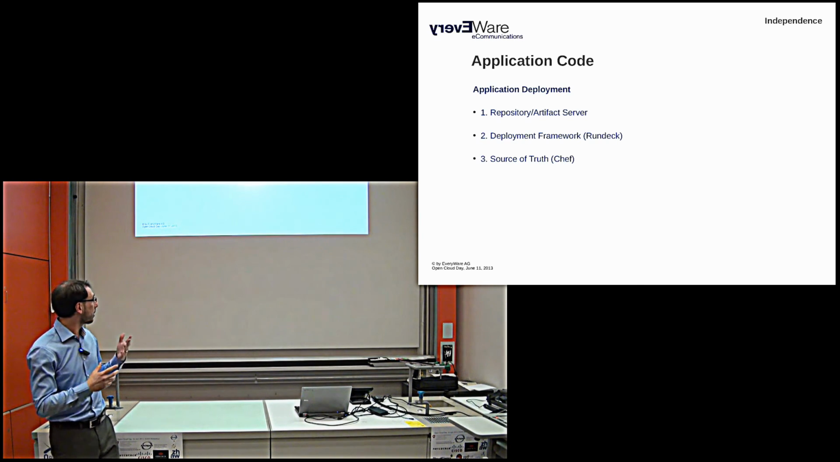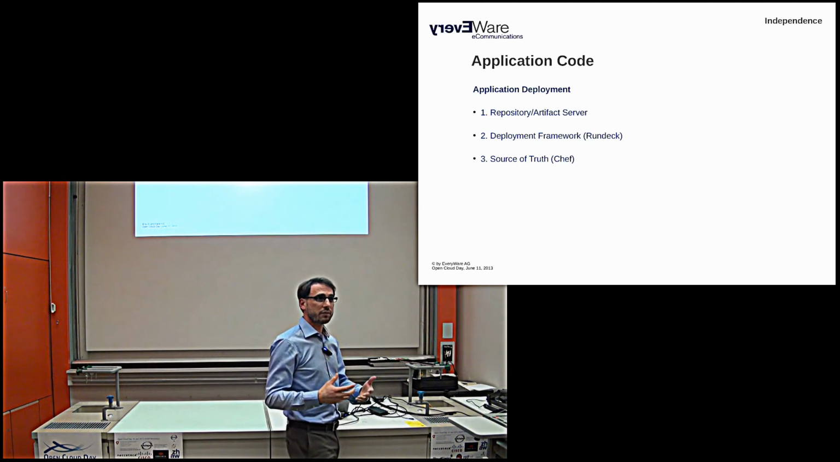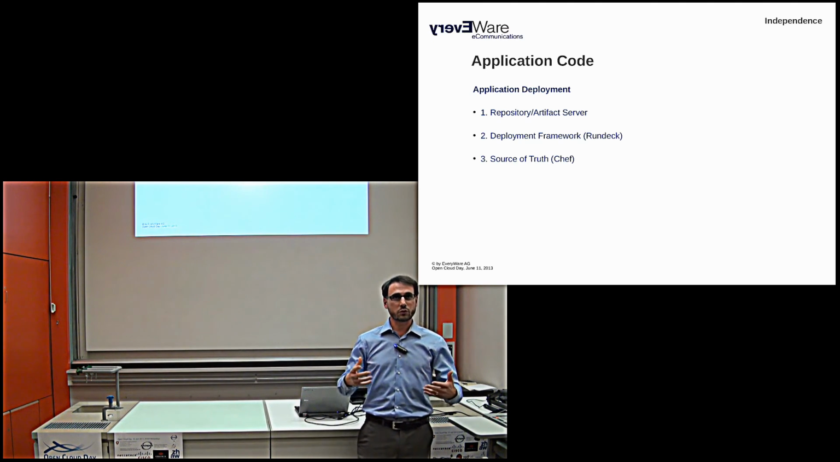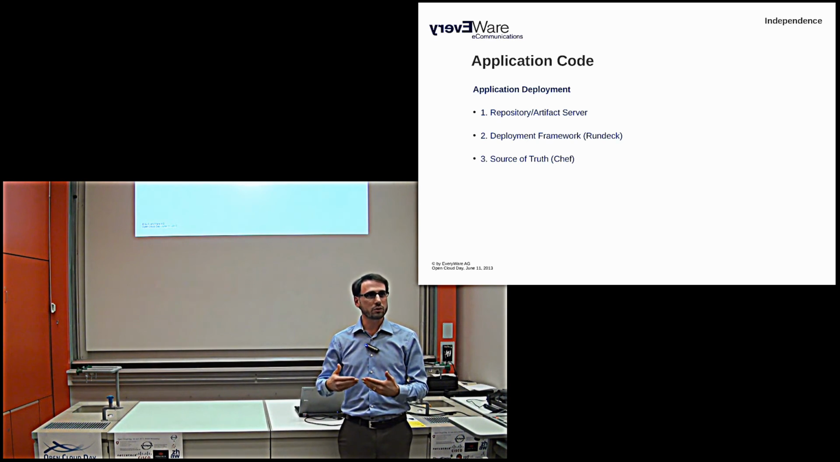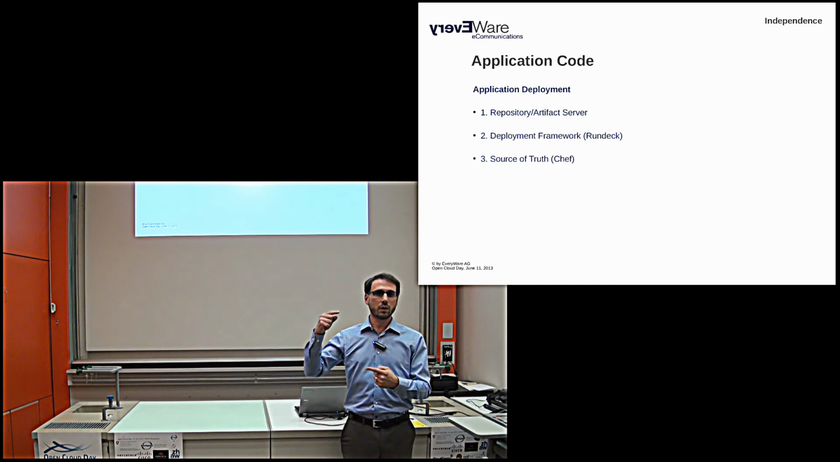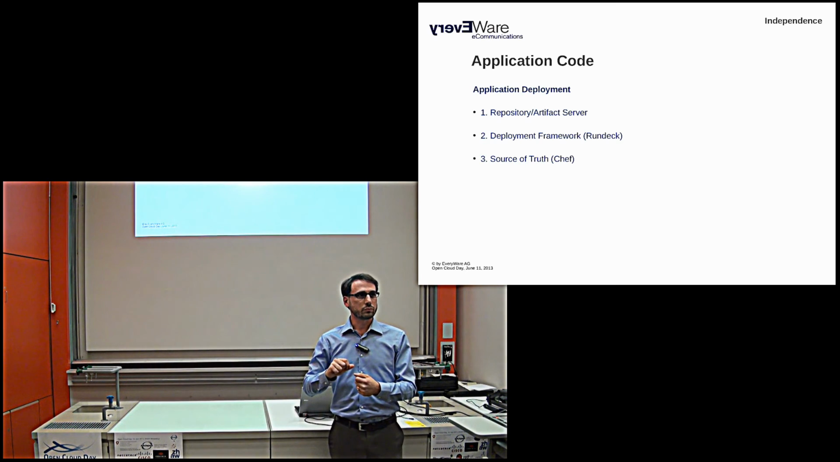And then you need a source of truth. In this case, it's Chef. We use Chef as the source of truth for the infrastructure. You know all the nodes, you know the roles, you know exactly what should be on each. And so you tell Rundeck to deploy this package onto the nodes that have this role.